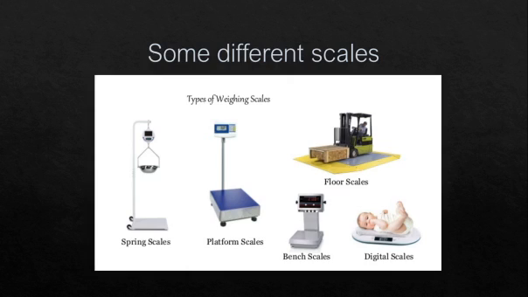Then they get your mass again when you're on the way out. So let's say you weighed 500 kilograms going in. You weigh 450 kilograms coming out. That means you had 50 kilograms of rubbish. So they use something like that to weigh it.